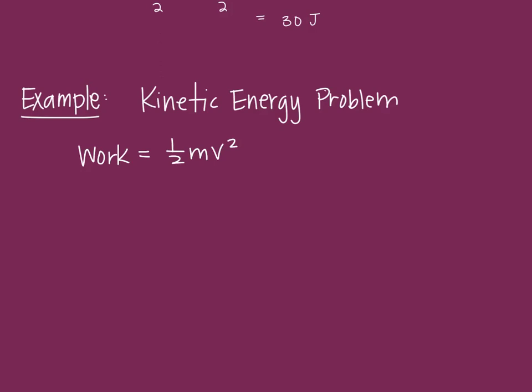All right, where does m come from? We've already written that down. M would be F over A. If F equals MA, then M equals F over A. So I can modify my work equation and say it's 1/2 F over A times V squared.